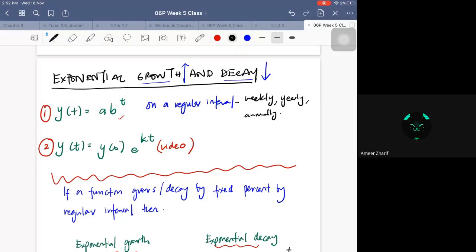Dia ada kala dia. So bila benda tu akan berlaku. So it doesn't happen all the time. So that is called as a regular interval. And when we have cases like that, we're going to use this formula. So yt equal ab to the power of t.